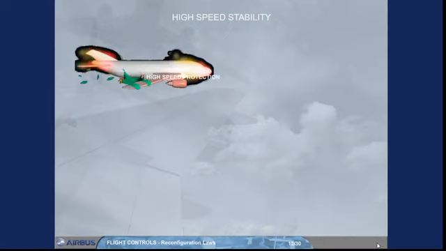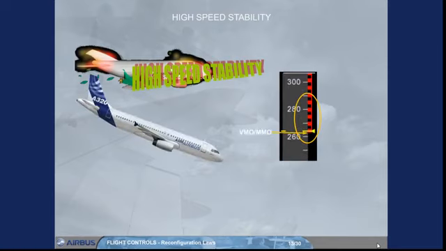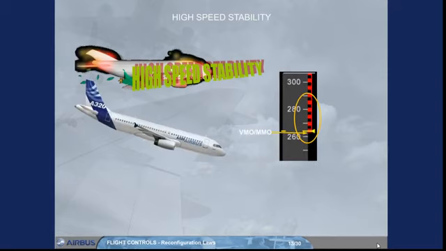The normal high-speed protection is replaced in alternate law by high-speed stability. On the PFD, the green dashes are removed. Above VMO/MMO, a nose-up demand is introduced to prevent further speed increase. The pilot can override the nose-up input with the side stick input.